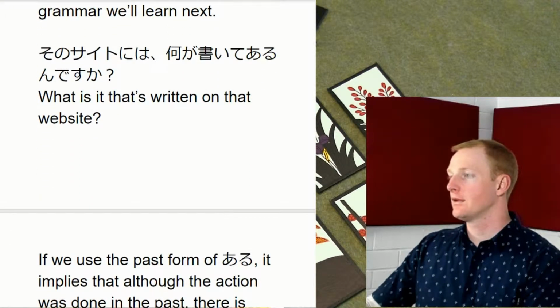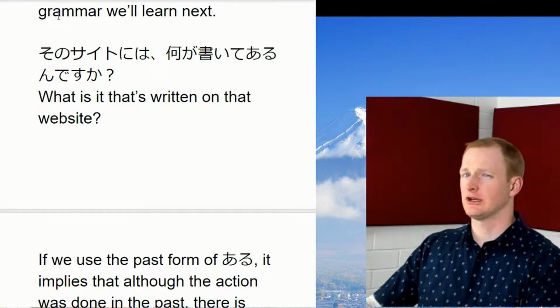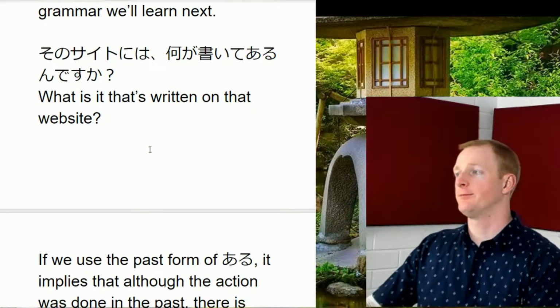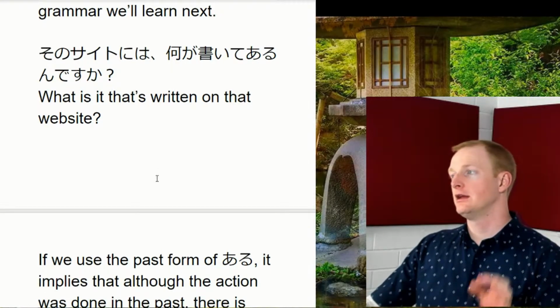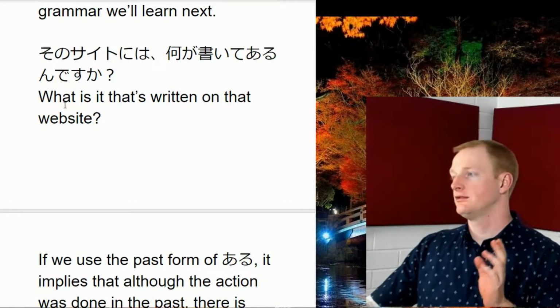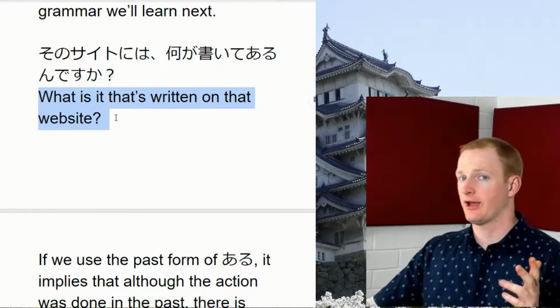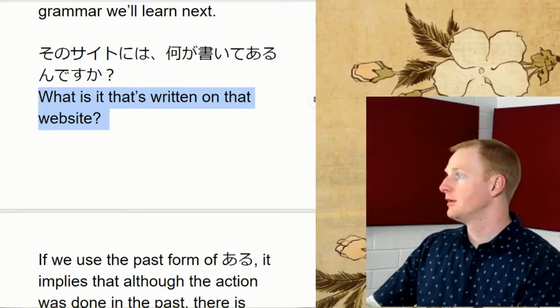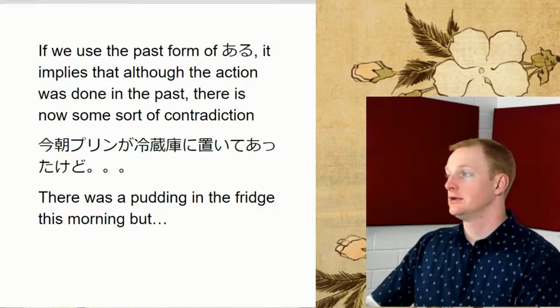Okay, so we could have this kind of sentence, all right? And this is a really common one to use this grammar for. So it says, そのサイトには, so on that website, 何が書いてあるんですか? Okay, so you see in English, it says, well, what is it that's written on that website? Okay, so what's there? All right. So that's kind of our usage of aru.